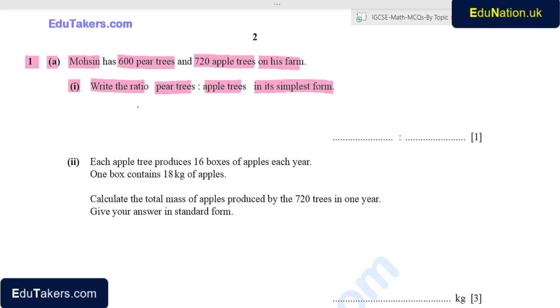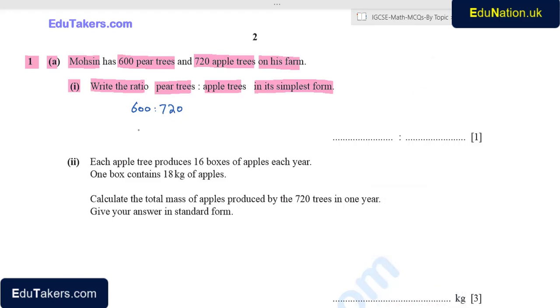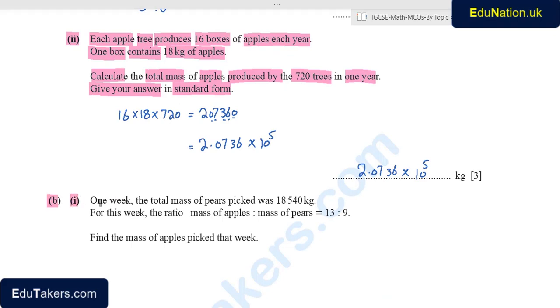Pear trees are 600, apple trees are 720. 600 over 720 is 5/6. This will be 5/6 in simplest form.